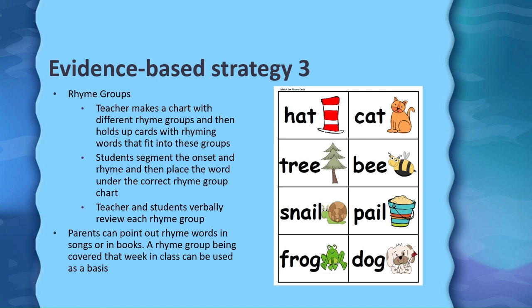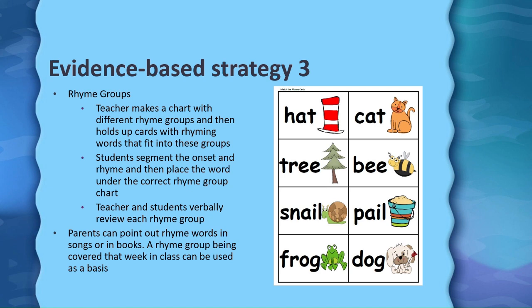Our third evidence-based strategy is rhyme groups. So a teacher can make a chart like the one here on the right with different rhyme groups, and then holds up rhyming cards that fit into these groups. So then, for example, we have the family at. So hat would go within that family, so we would put that card under the at chart, and also cat would go under that one, and then students would do this. And then at the end, the teacher and the students would verbally review each one with encouraging listening, so making sure that it sounds right.